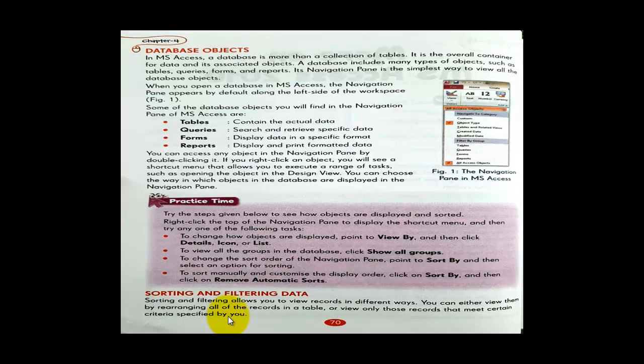Now here, for sorting and filtering data, if you want to view them by rearranging all the records in a table, you can use the sorting here, rearranging either in ascending or in descending order, or view only those records which meet a certain criteria, that is using the filter. Filtering is somewhat the same as what we have done in MS Word also. If you want to see the students who passed a specific subject, at that time we can use this filtering.